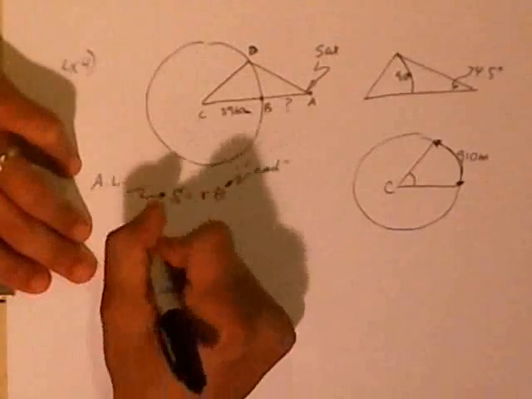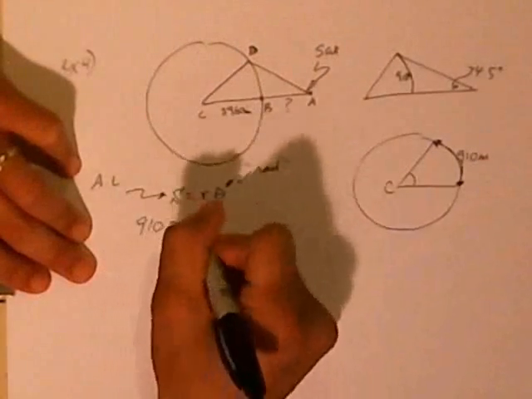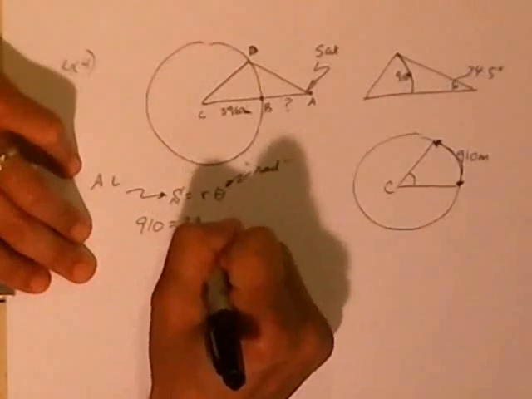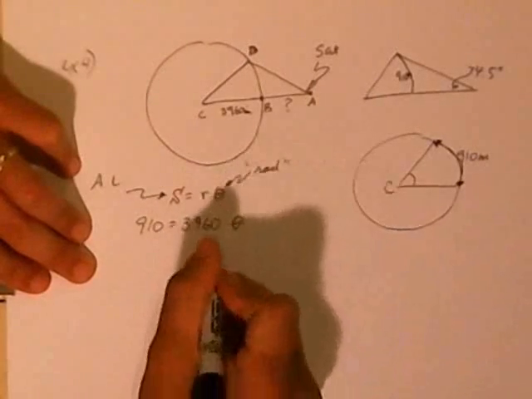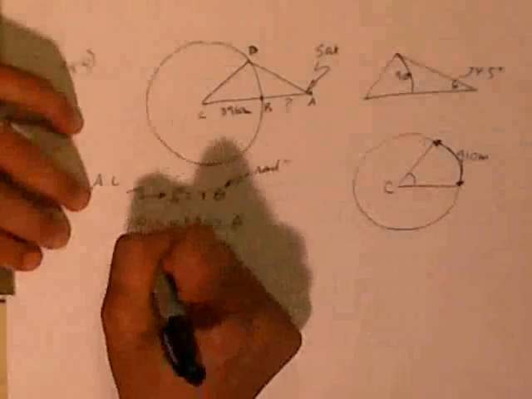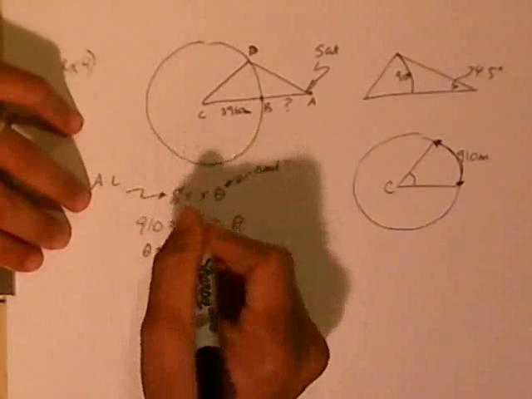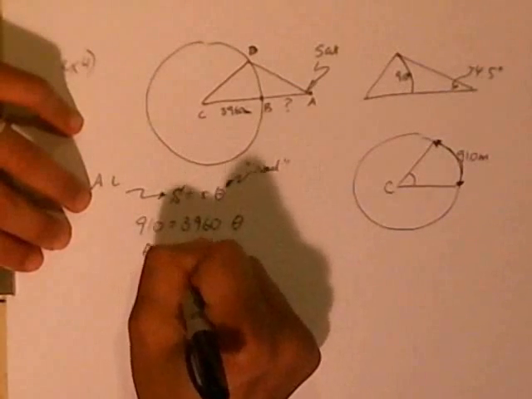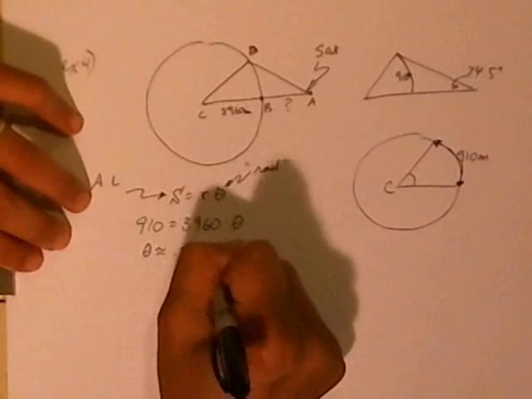So the arc length, 910, is equal to the radius, 3,960, times the angle theta. Solving for theta, 910 divided by 3960. See? And we end up with 0.23. Theta is approximately 0.230 radians.